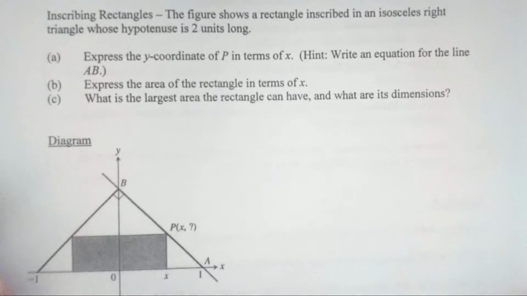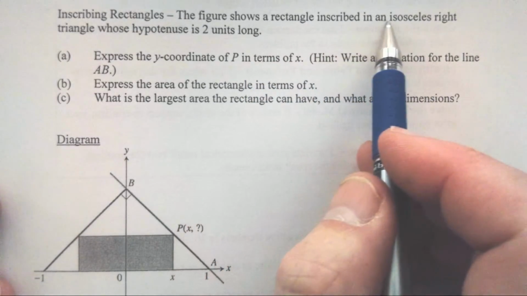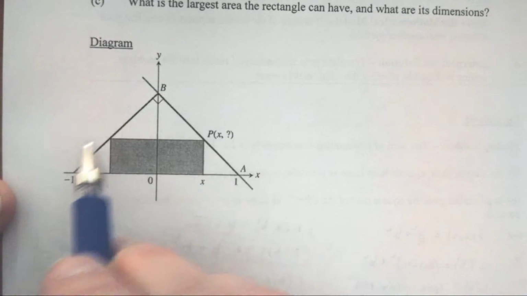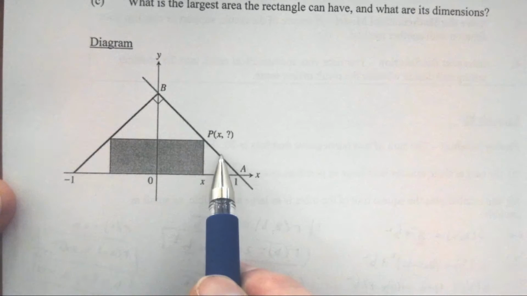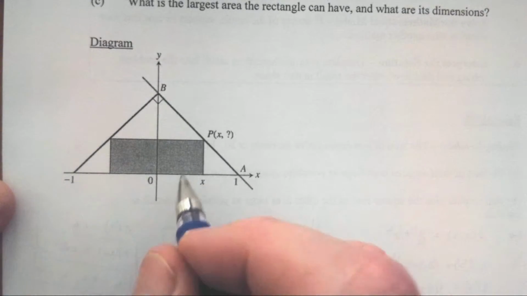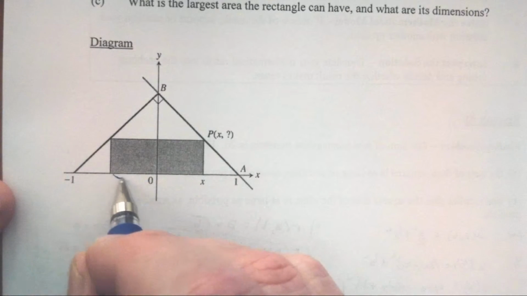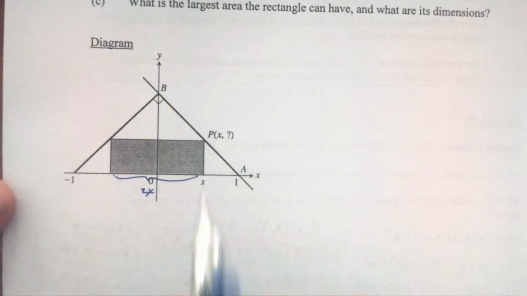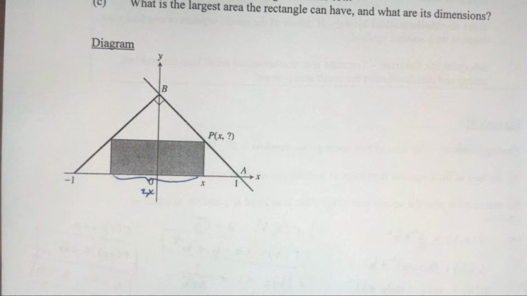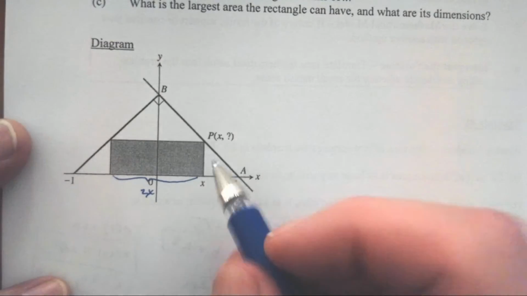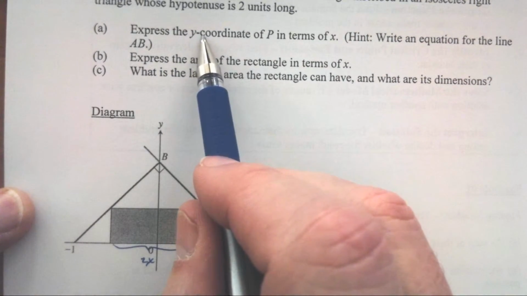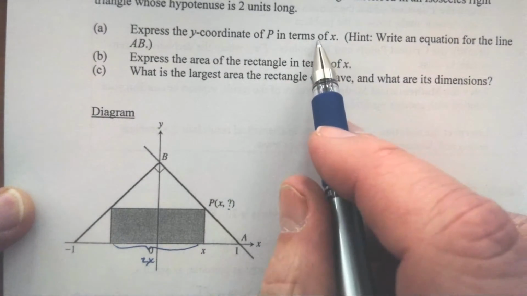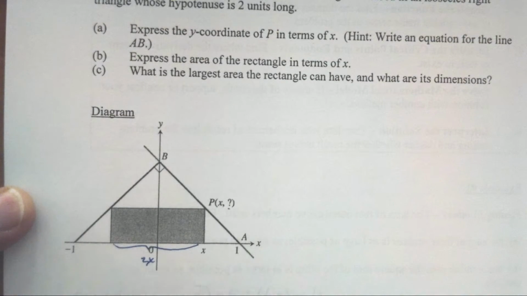Okay. Describing rectangles. The figure shows a rectangle inscribed in an isosceles right triangle. So here's our rectangle inscribed in the isosceles right triangle. And I know that this rectangle, we don't really have to put this in here, is 2x by whatever height we have here. Starting to get a little lag, so I'm going to stop after this problem. But they ask us first, express the y-coordinate of P, express this coordinate in terms of x, which they didn't give the hint.